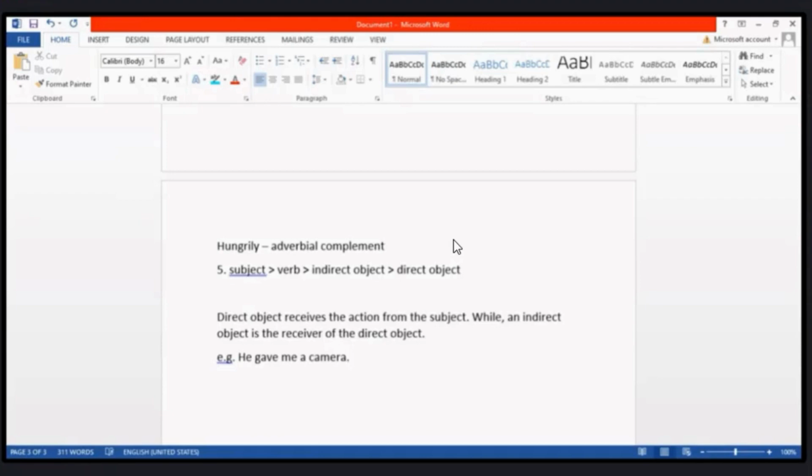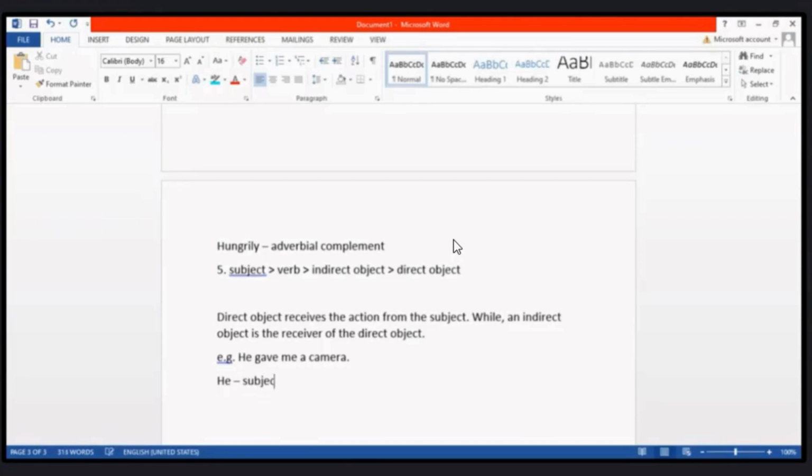In this case, the camera is the direct object, and I am the receiver of the direct object, the camera was given to me. So I am the receiver of the direct object. And what is the direct object? Let's break this down. He is the subject.